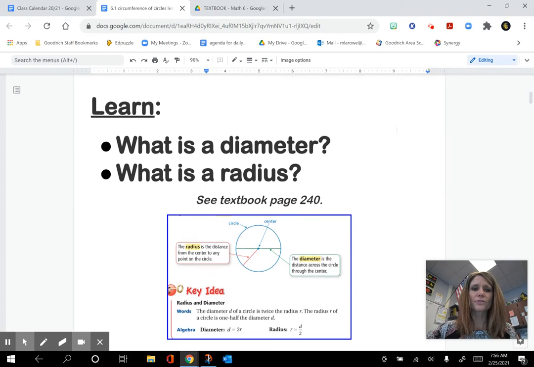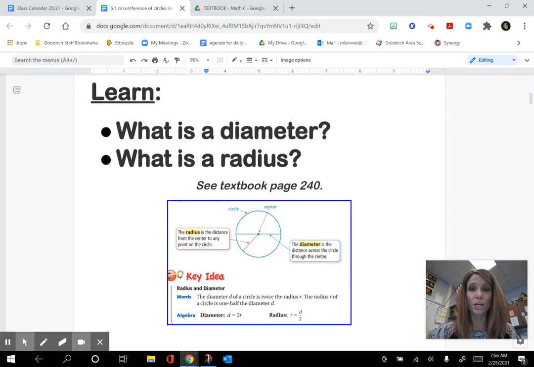So one of our circle parts, or two of our circle parts, are diameter and radius. What exactly are those? Take a peek at textbook page 240 to see what in the world is a diameter and what in the world is a radius. We'll pause the video while you look to learn.